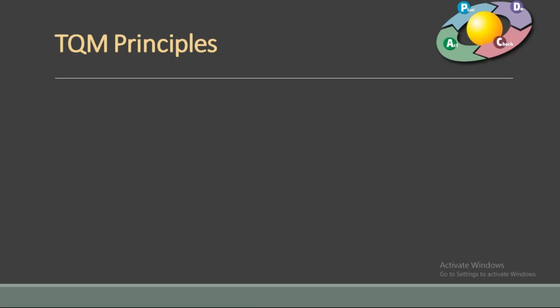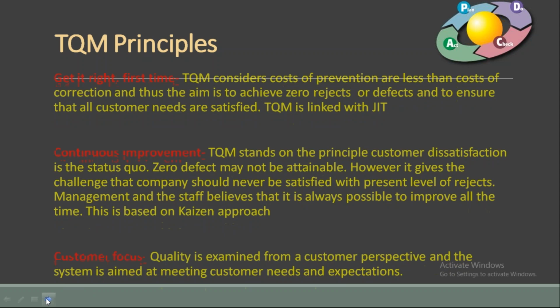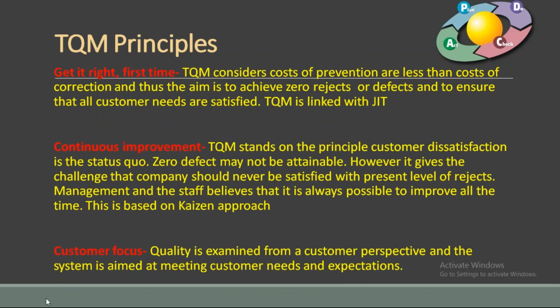Right. So when you look at total quality management principles, the three principles. One is get it right first time. In other words, what we want is zero rejects. We may not achieve zero rejects, but that is what we are trying to get all the time. Zero rejects. Because total quality management is somewhat connected with just in time. What is just in time? We produce goods or services just in time when the customer needs it. So the customer needs goods tomorrow morning.